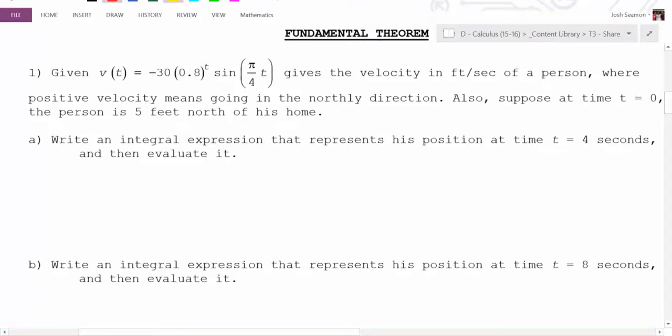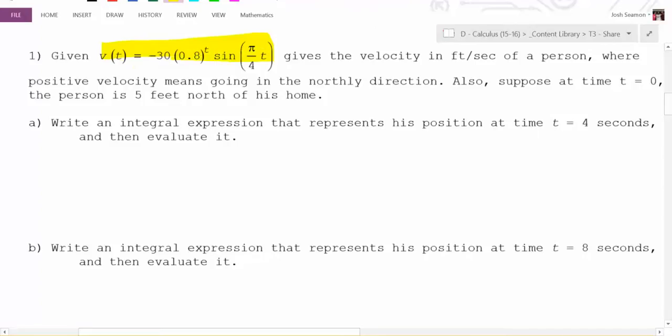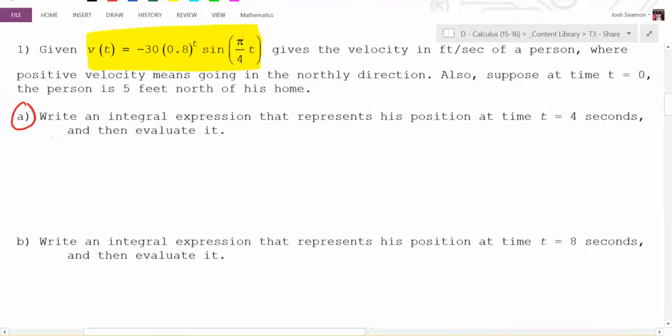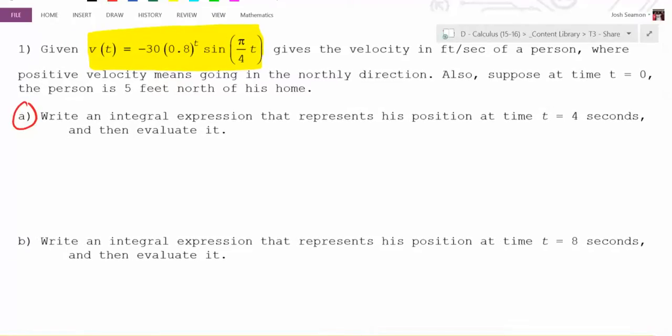So if I gave you this function to work with, what are you going to assume you're really going to have to use in order to work with this function? Yeah, you are. So it says, given that function... Look at part A here. It says, write an integral expression that represents his position at time equals 4 seconds. Take a wild stab and try to write that down.